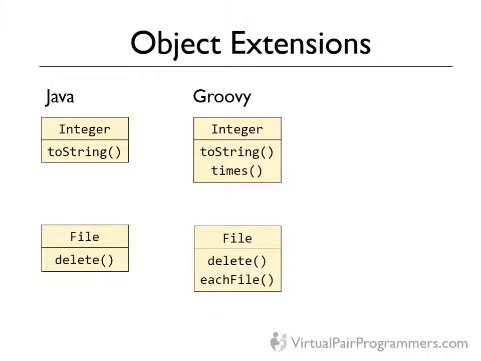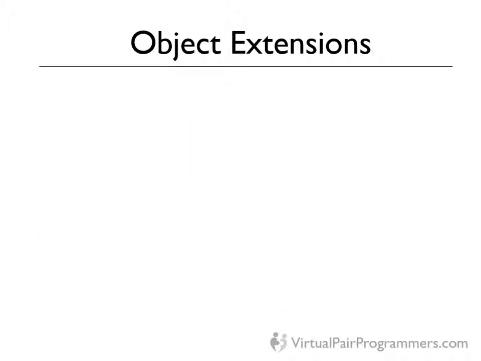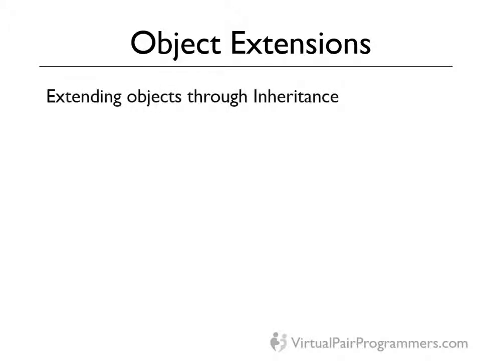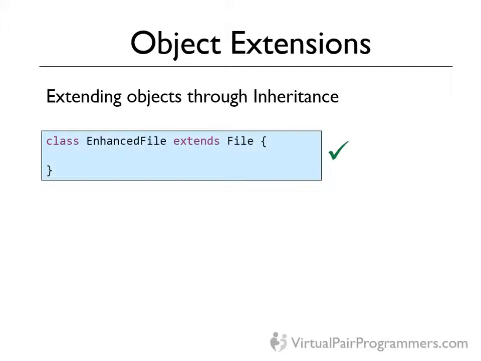We saw the same thing in use with the file class in the last chapter. The standard Java file class has extra methods when it's used in Groovy. In Java, if we want to extend a class, then we would create a new class that inherits from the existing one. For example, I could create a class in Java called enhanced file, which inherits from the Java file class. That would work in both Java and Groovy.